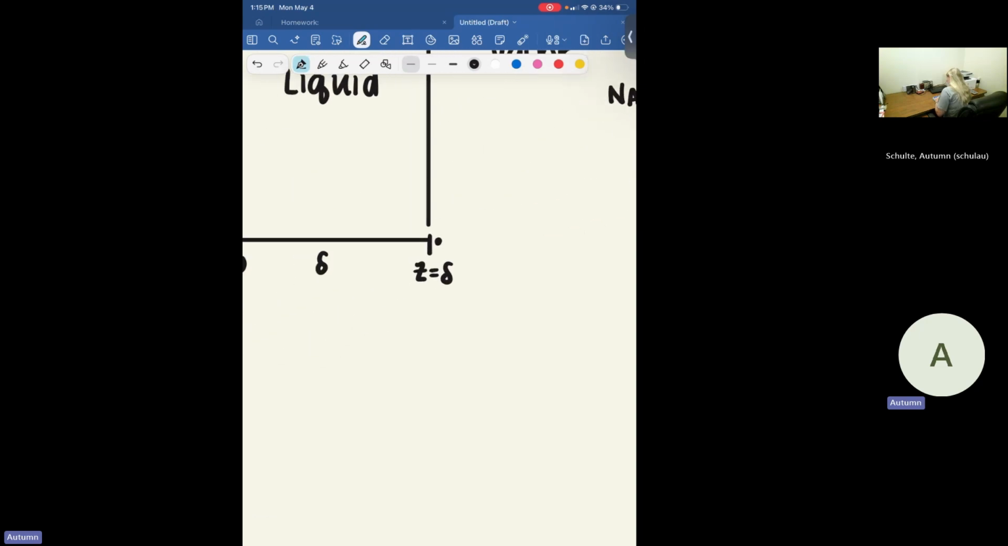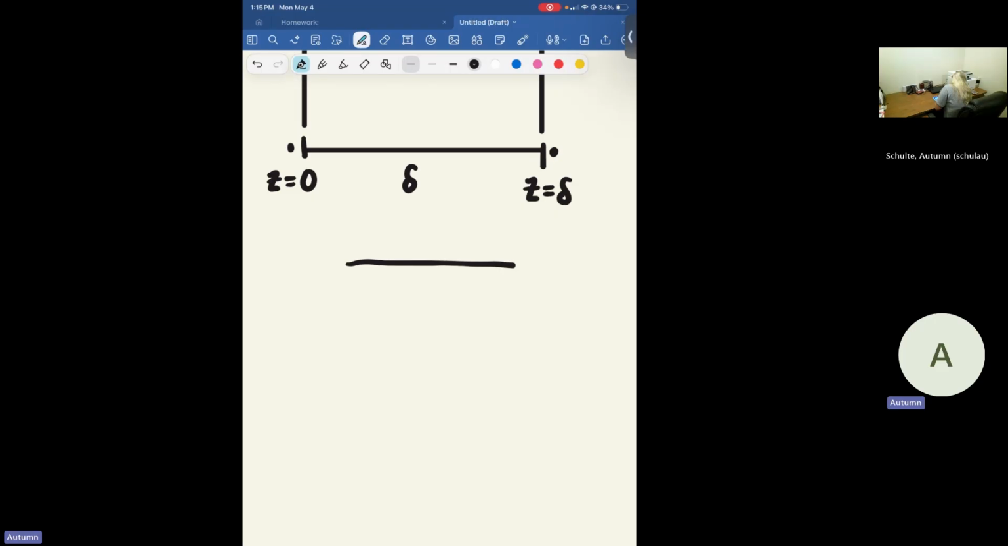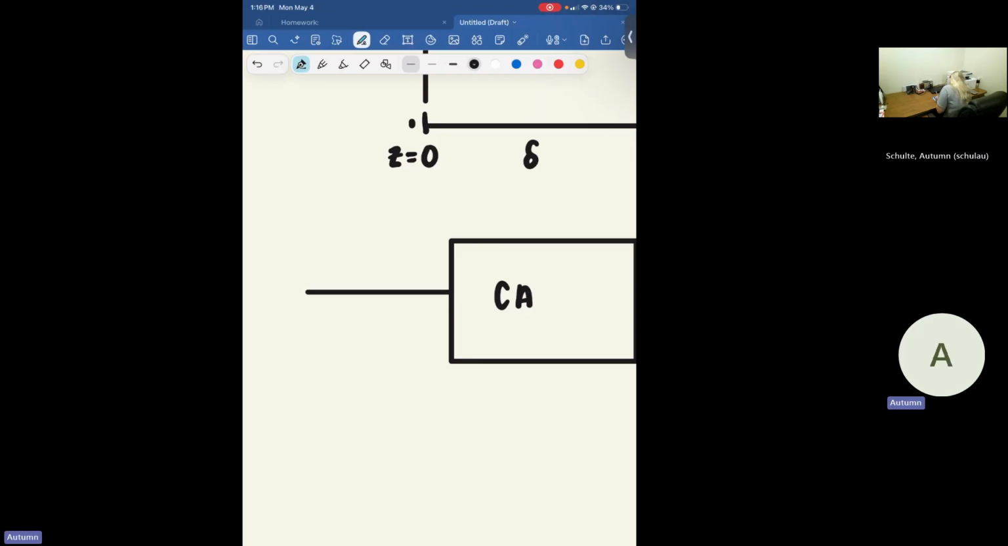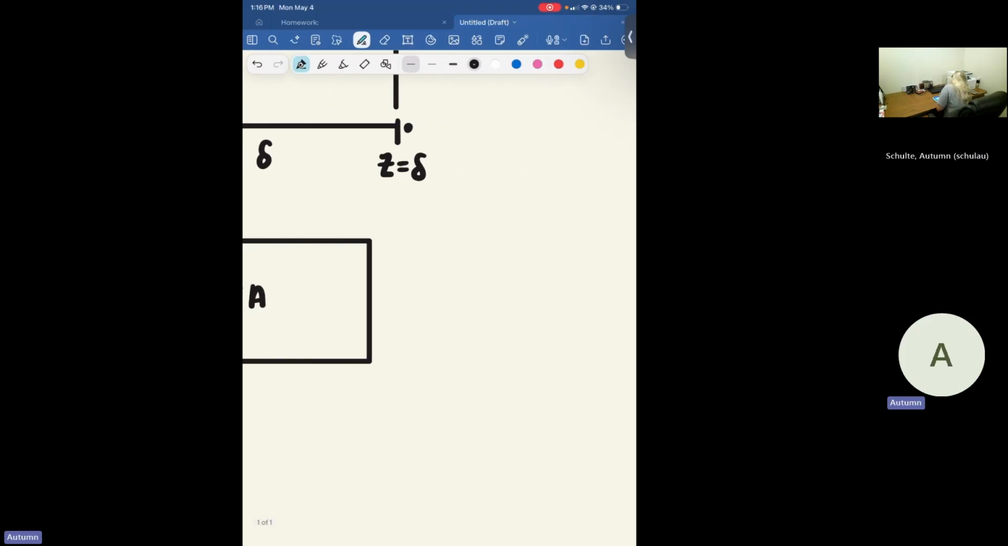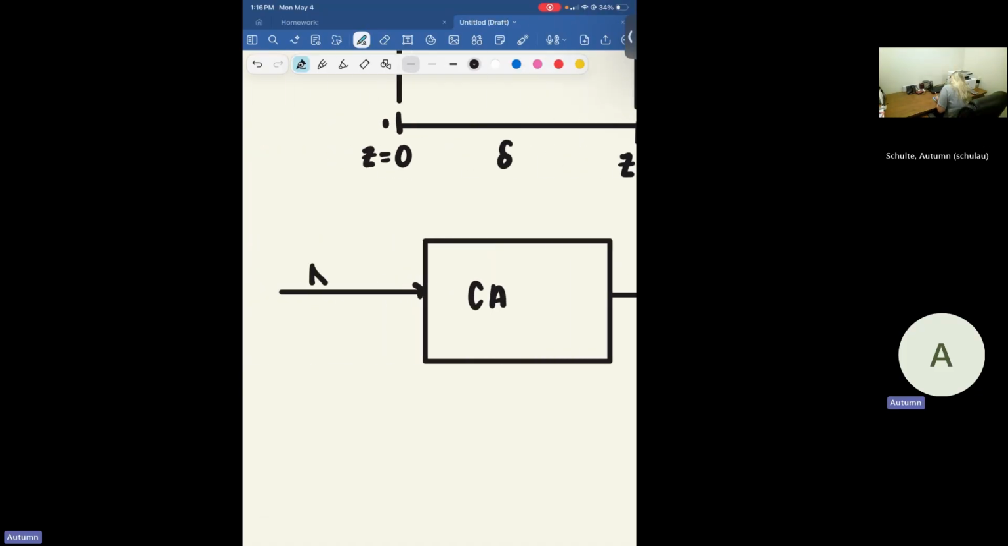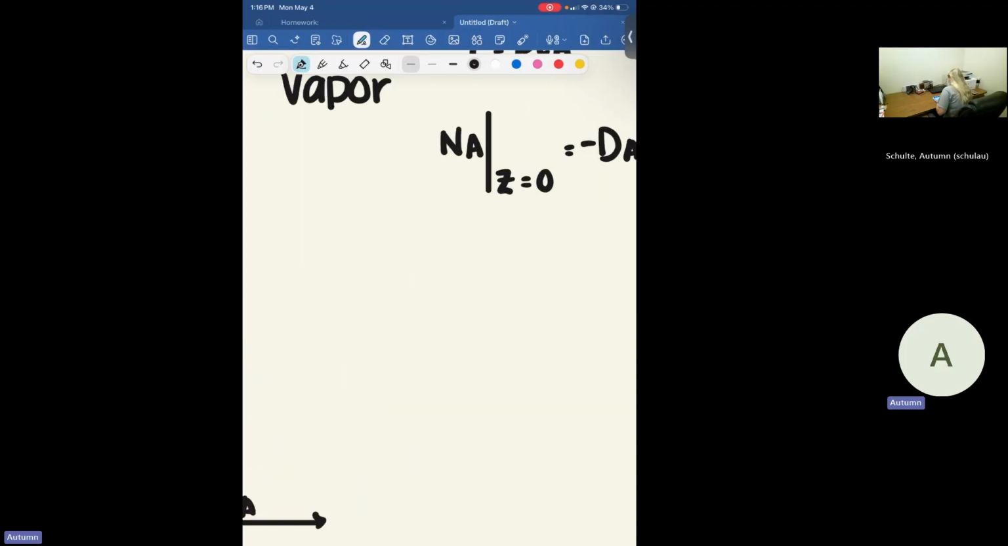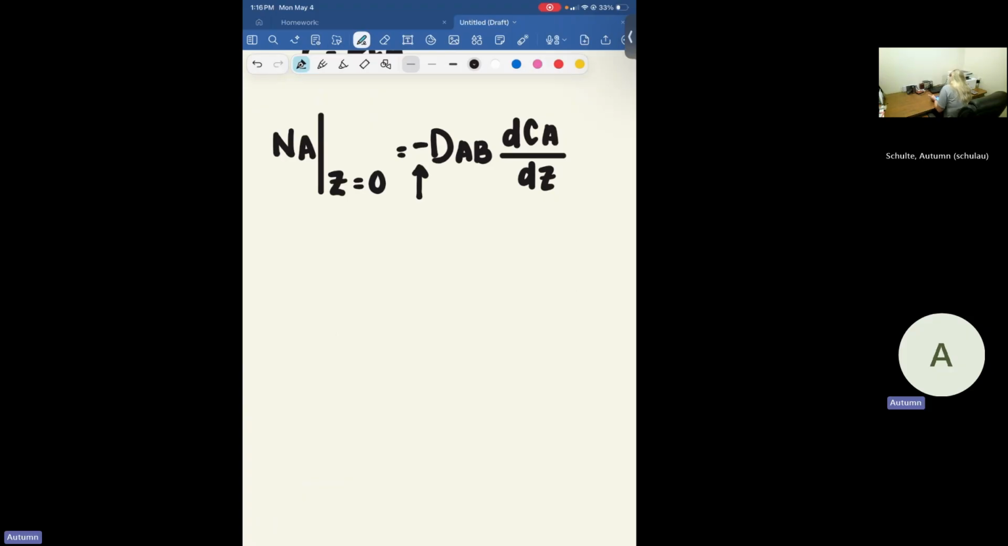So now let's look at this from a different perspective. If we draw out this box here, and we say that this box contains the concentration of species A, there's going to be some molar flux that is flowing from left to right in and out of this box. And this is the molar flux of species A. And we know that this molar flux is flowing from high concentration to low concentration. So knowing that, that is why we have this negative symbol right here.